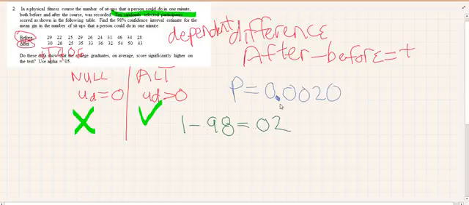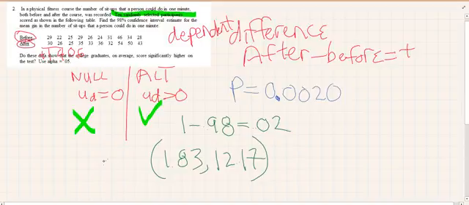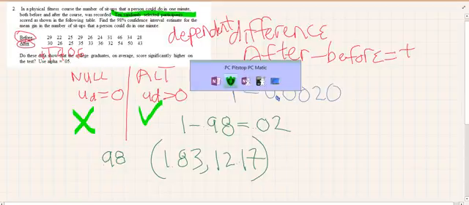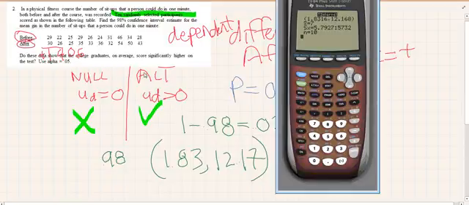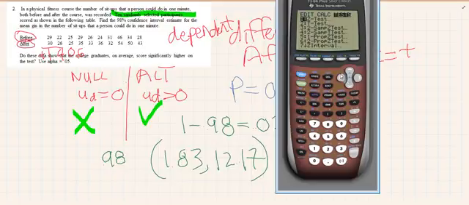So our confidence interval is between 1.83 to 12.17. And that's at a 98%. Make sure we change that to the right percentage here. Stat test number 8. Yes, we changed it to 0.98.